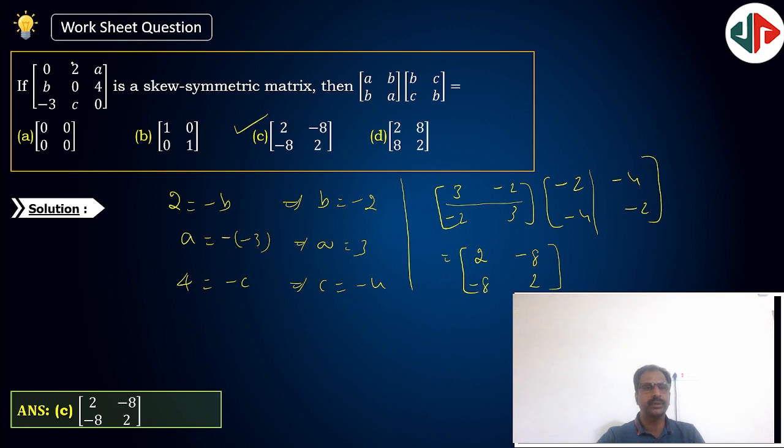So in skew symmetric, these two should be equal in magnitude and opposite in sign. These two should be equal in magnitude and opposite in sign. So find A, B, C and then find the product of the required two matrices.